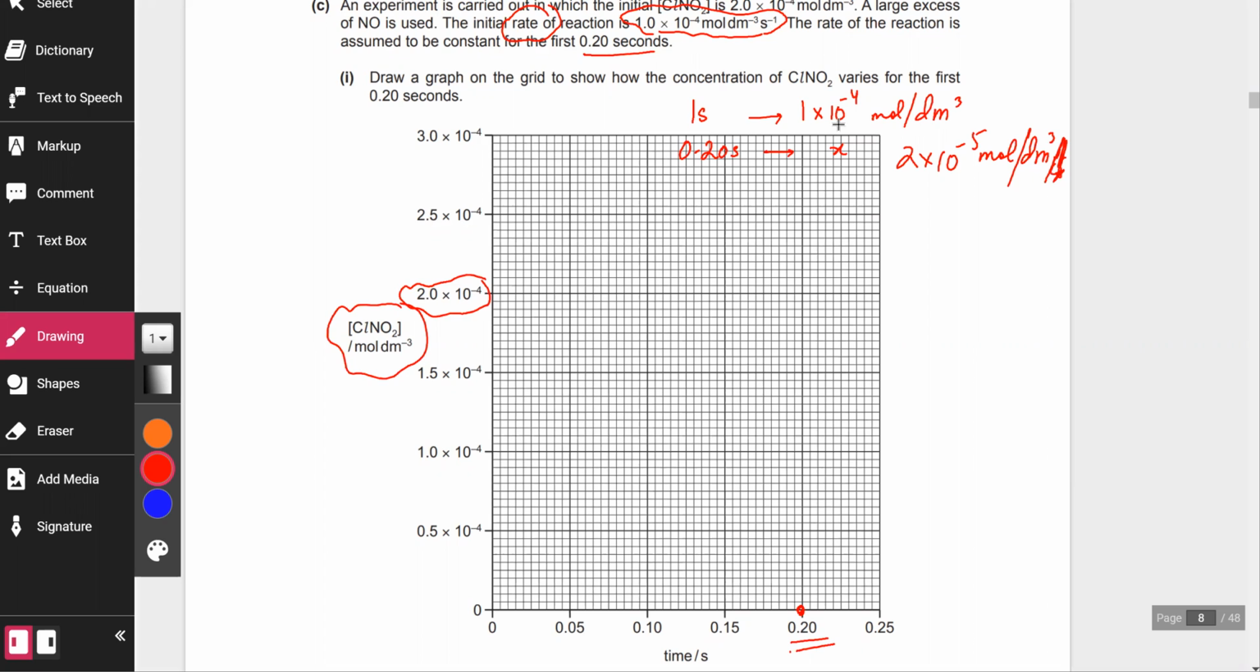This should not be per second. So in 0.2 seconds, the decrease should have been 2 times 10 power minus 5. So my starting point is this. It's 2 into 10 power minus 4. This is my starting point. So if in 0.2 seconds it decreases by this much, I'm going to subtract and find what would be the concentration. So it's going to be 2 e minus 4 minus 2 e minus 5, and that gives me 0.00018, or we can say it's 1.8 times 10 power minus 4.